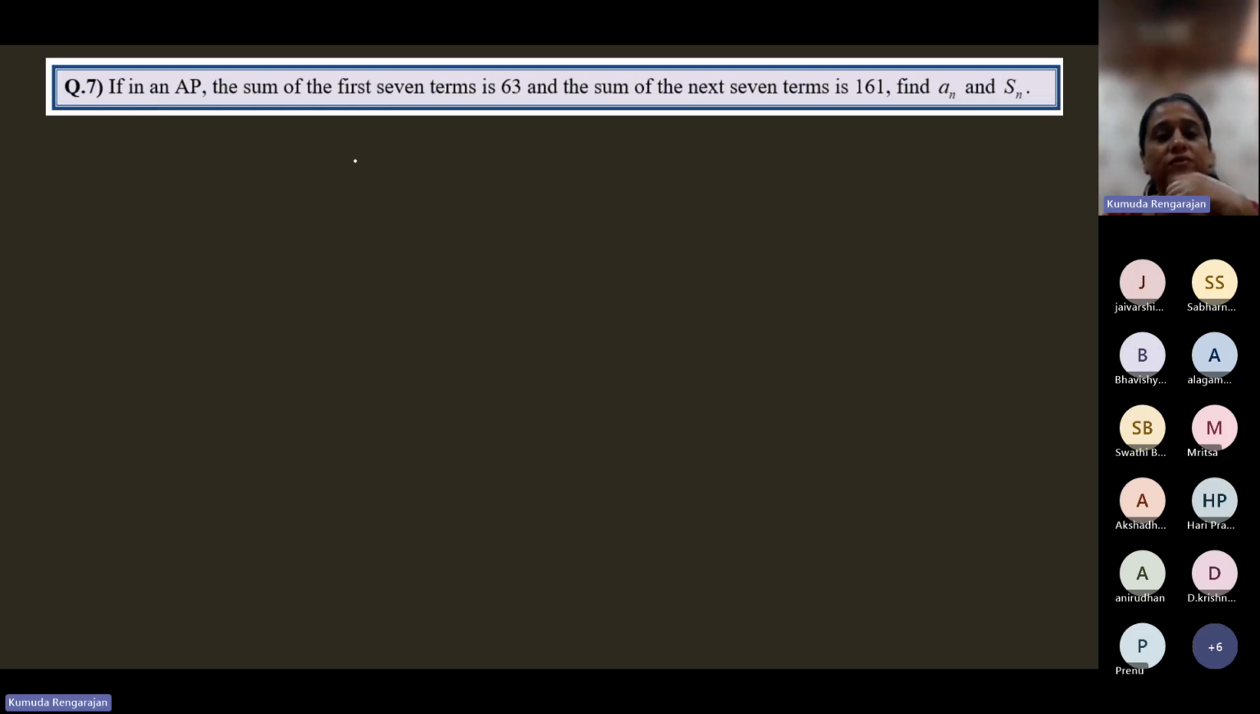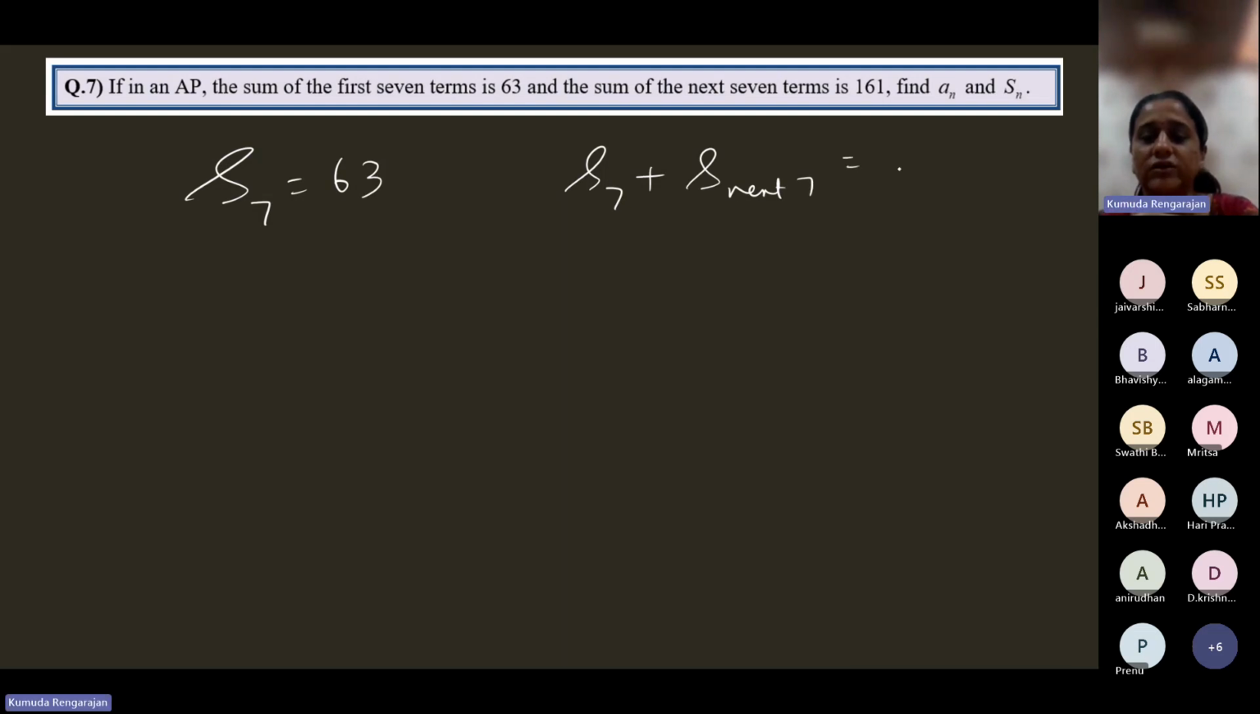If in an AP, the sum of the first 7 terms is 63, first 7 terms meaning S7 is 63, and the sum of the next 7 terms is 161. We've learned this in 2 ways. So next 7 terms, you can work it like this: the sum of the first 7 terms plus the sum of the next 7 terms is equal to the sum of the first 14 terms. We have another way of working.